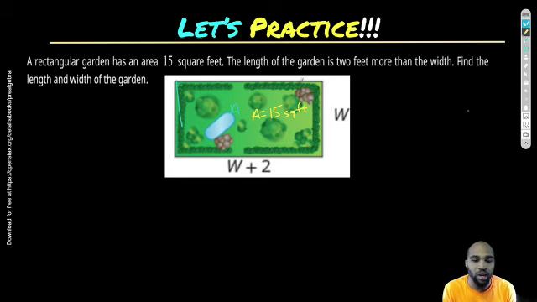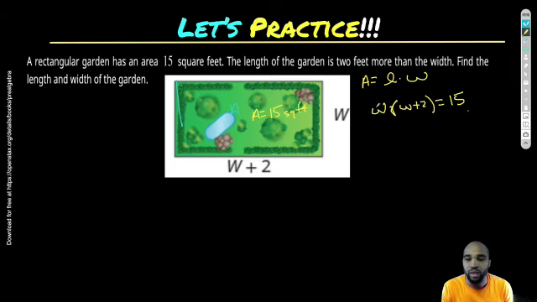So we need to know the area of a rectangle first. Area of a rectangle is equal to length times width. And we were given the area, so we know that the area is 15. I'm going to rewrite it so it looks more like a quadratic. So length times width is W times, let's put the parentheses, W plus 2 is equal to my area, 15. So look at what we're saying. Length times the width is equal to area.